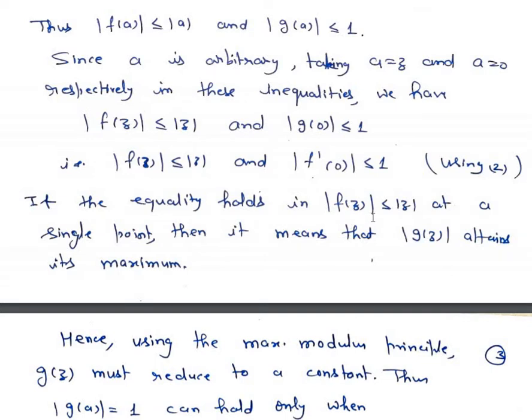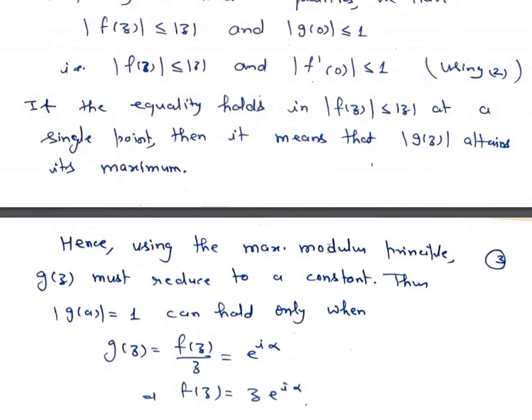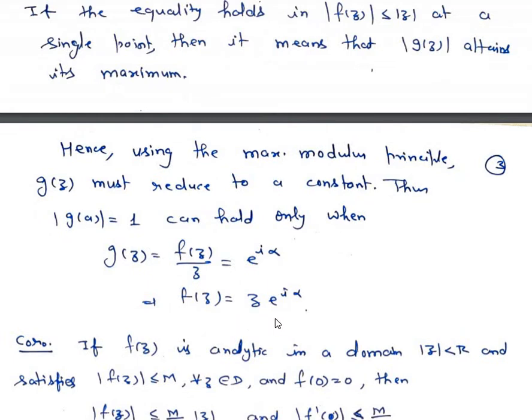Now if the equality holds in mod of f(z) less than or equal to mod of z at a single point, it means that mod g(z) attains its maximum. So therefore by using the maximum modulus principle, g(z) must reduce to a constant. So mod of g(a) is equal to 1 can hold only when g(z) is equal to f(z) upon z, which should be equal to e to the power i alpha, because mod of e to the power i alpha is 1. So therefore cross multiplying we get f(z) is equal to z times e to the power i alpha. So this is known as Schwarz lemma.